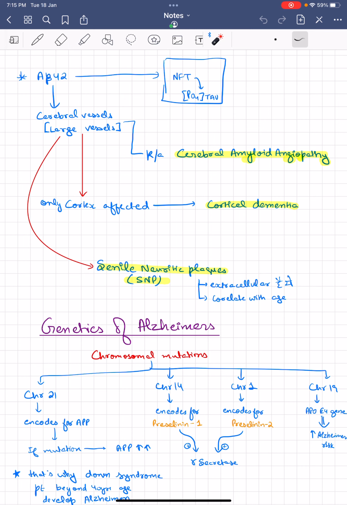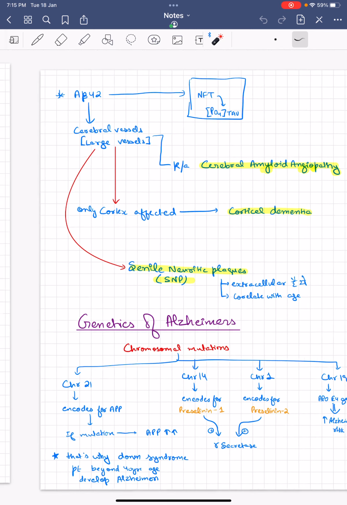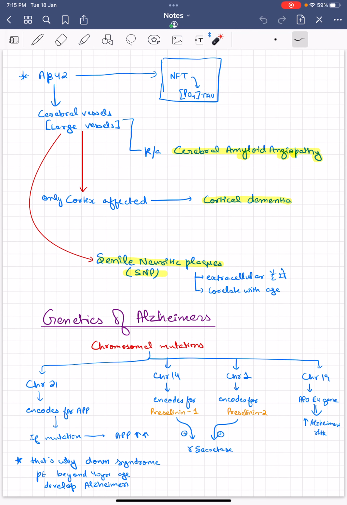Now let's come to the genetics of Alzheimer's. Whatever I remember about it is the chromosomal mutations.